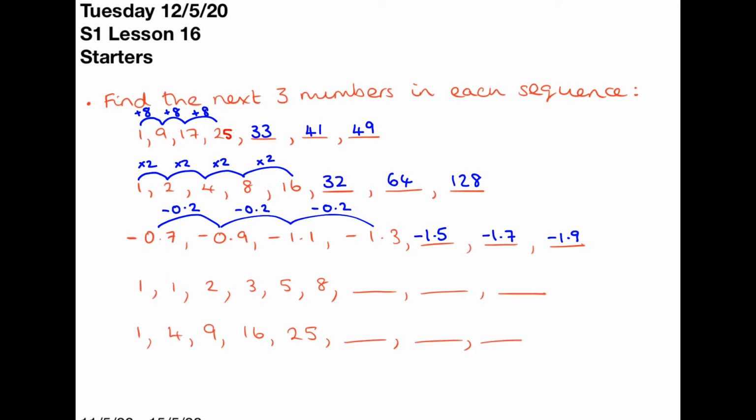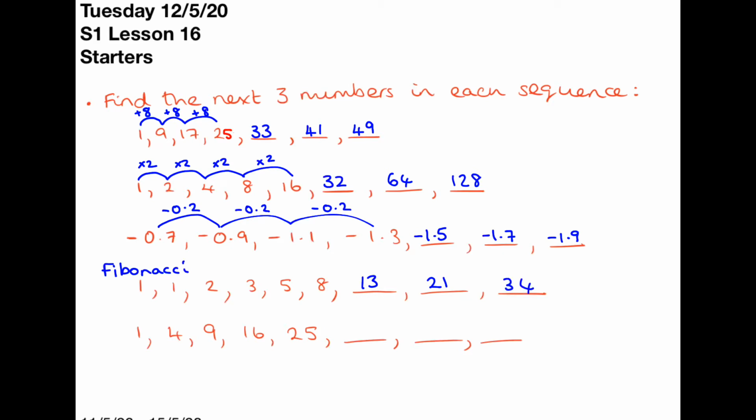Okay, so remember the rule for a Fibonacci sequence is that these two numbers add to give that one, these two to give that one, these two add to give that one, these two add to give that one, and these two add to give that one. So 5 add 8 is 13. Then 8 add 13 is 21. Then 13 add 21 is 34.